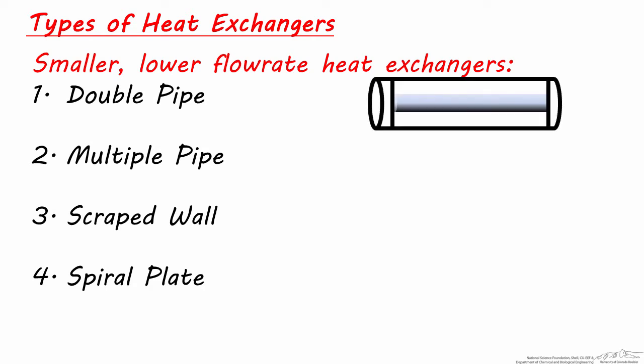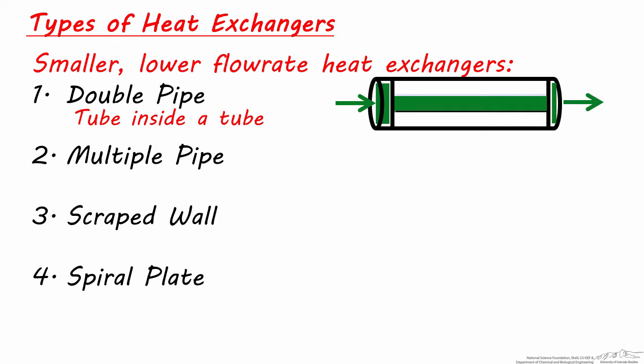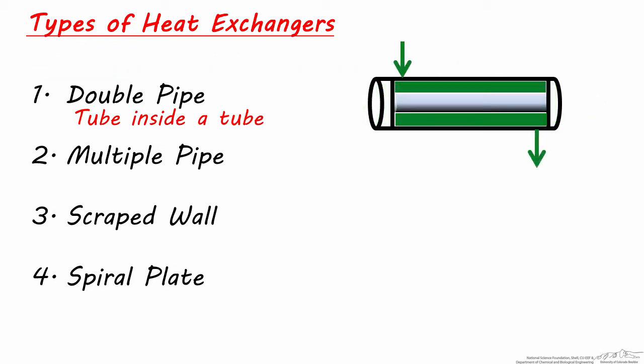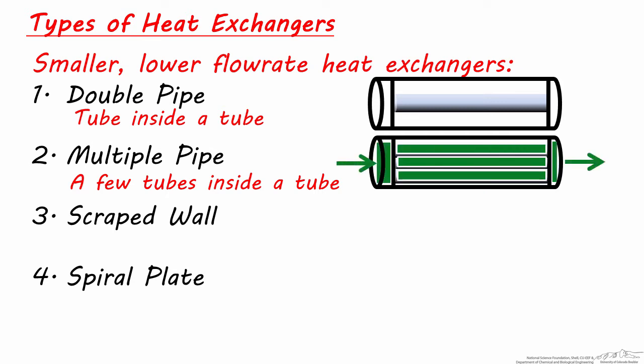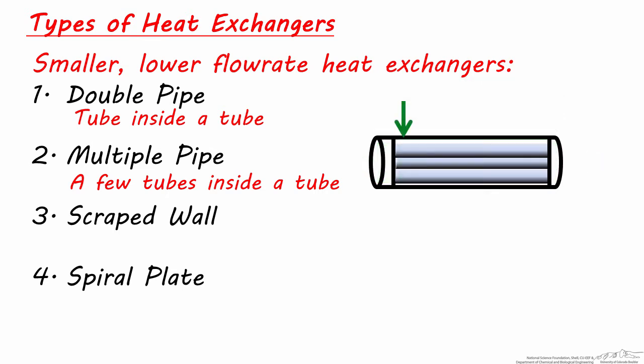Double pipe heat exchangers are named appropriately since they feature a tube inside a tube and are one of the very simplest heat exchangers you'll encounter. Hot or cold fluid enters tube side of the heat exchanger, while the opposite fluid, either cold or hot, flows to the shell side. Multiple pipe heat exchangers build on the tube-in-tube design by placing several tubes inside a tube instead of just one. Just as with shell and tube heat exchangers, hot or cold fluid enters and exits tube side, while the other fluid moves through the shell.